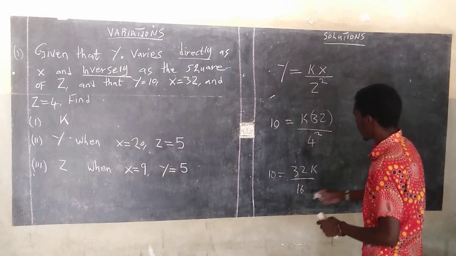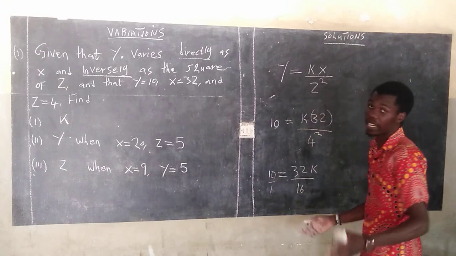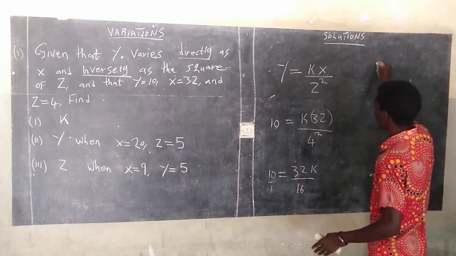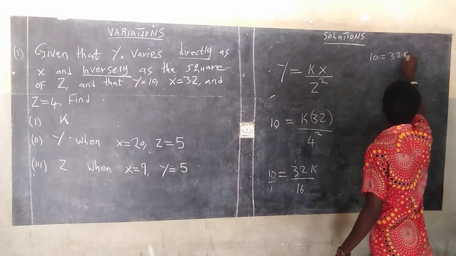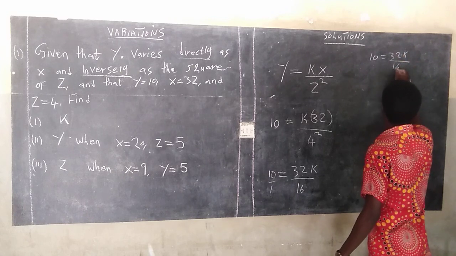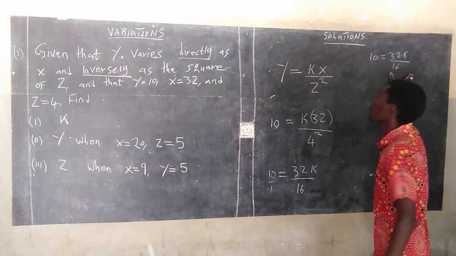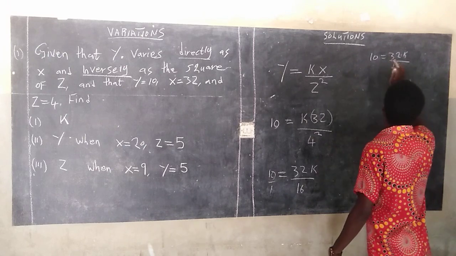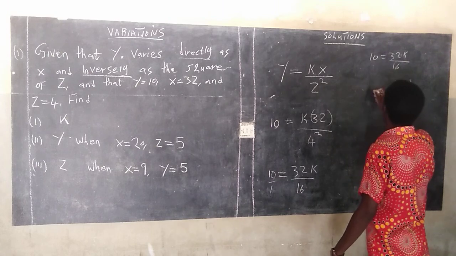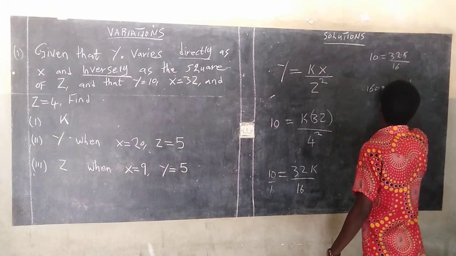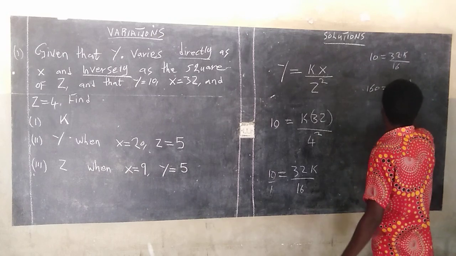Here I'm having an equal sign. I'll divide this side by 1 just to balance things. So I'm having 10 is equal to 32k over 16. I've just copied and pasted it here. What is 10 times 16? I'm going to come up with 160, which is equal to 32k.